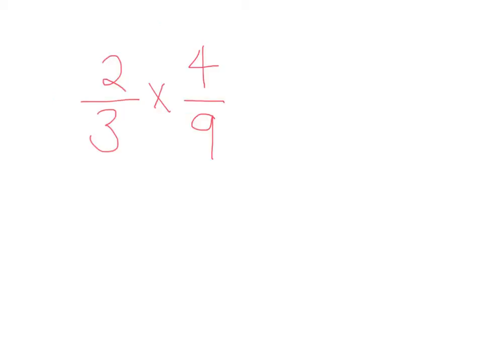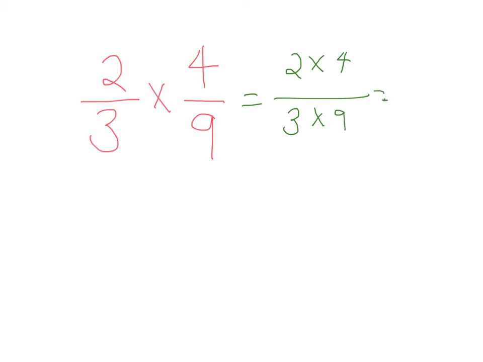Alright, so if I'm looking at example 1, I have 2/3 times 4/9. And like it said on the slide before, you're going to multiply the two tops, so this numerator by this numerator. And so we'd have 2 times 4 over the two denominators multiplied, so 3 times 9. So we can write that 3 times 9. Now what you have to do is multiply.